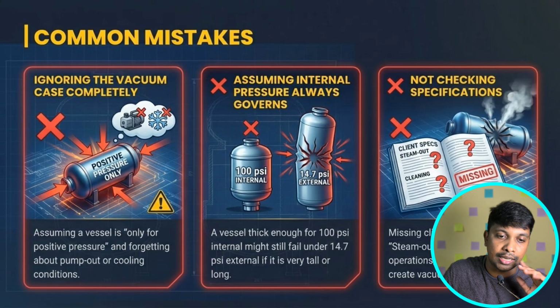What is the common mistake we make during external pressure calculations? Ignoring the vacuum case completely. Actually, what we do is look at the numbers, which are normally given for internal pressure, and we ignore the letters that come behind the number, like FV, PV, those kinds of letters. If FV is given, it must be calculated for external pressure. If PV is given, we have to consider the external pressure.